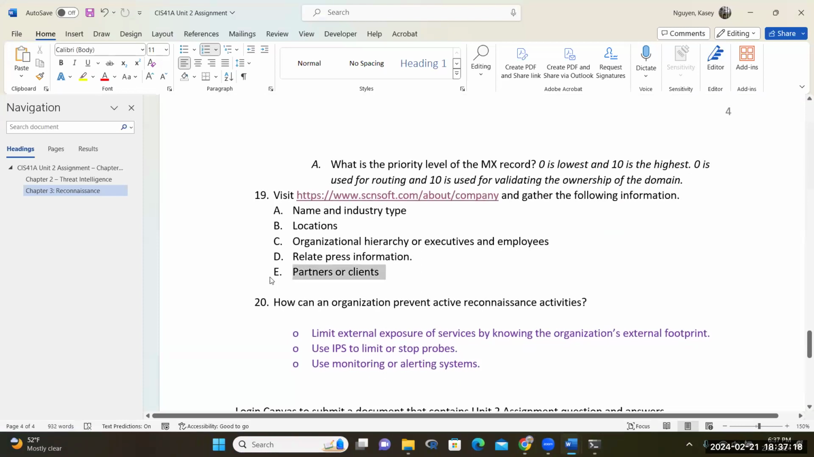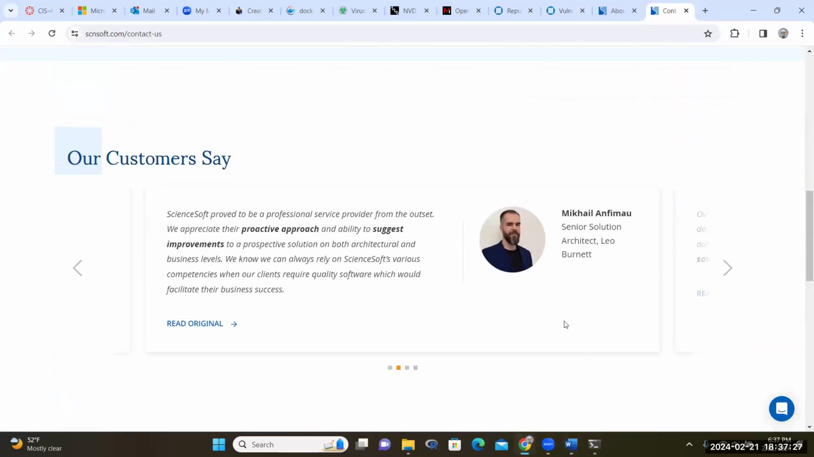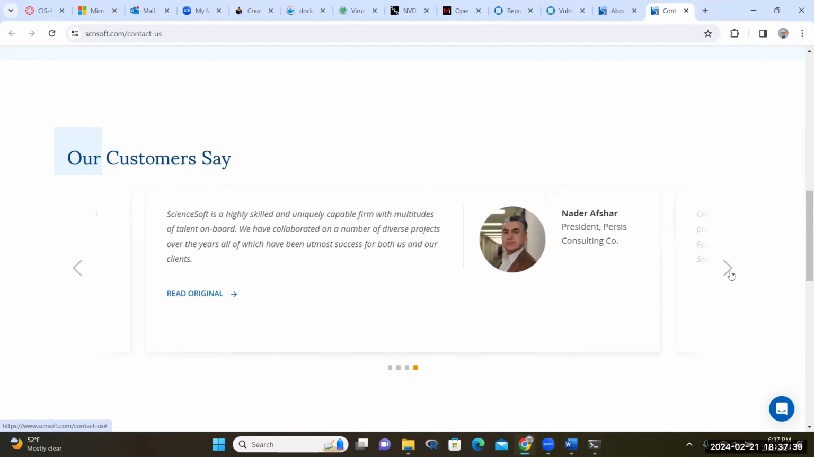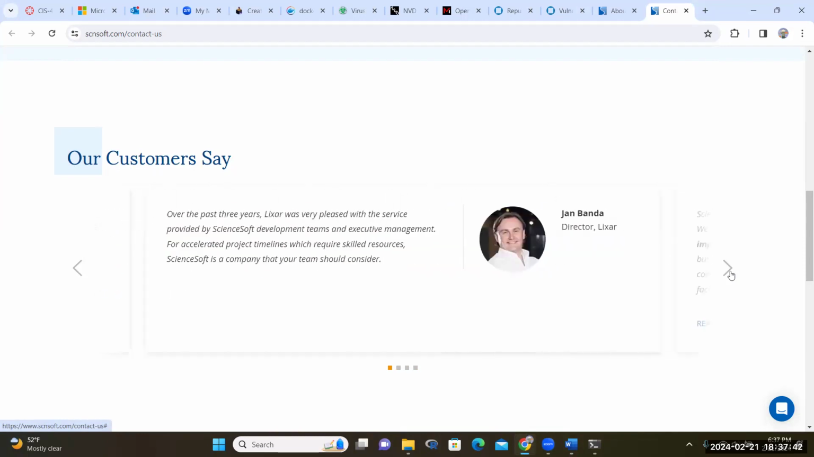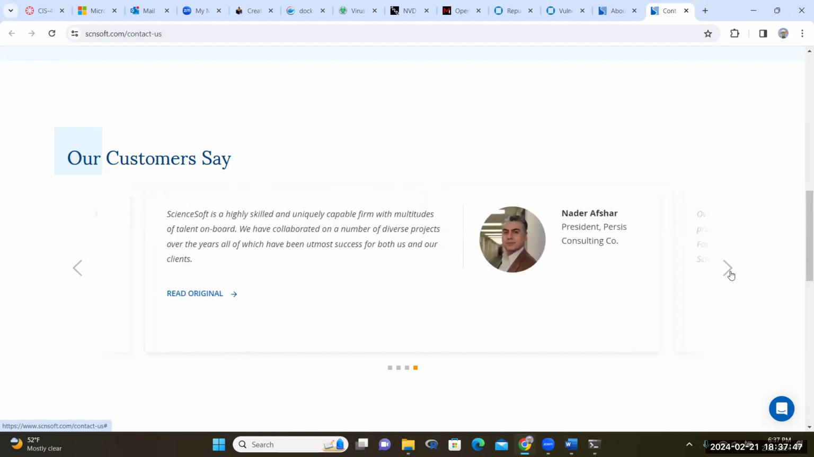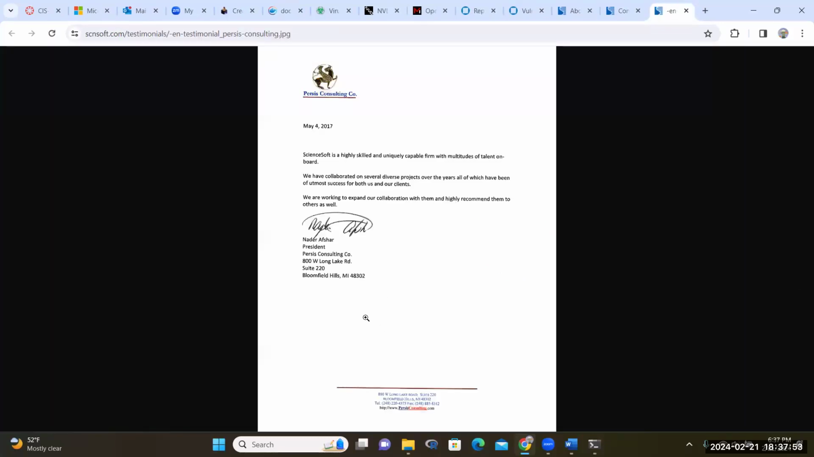And then your partners and clients, you see that with the customer list, and then at the top, you also see some industry information. So coming back here, under the contact the company, you would see some of their clients. Peekaboo. Lixar. So on. And then you can read the original. It actually tells you all the details about who's validating for them. I would not put that here, but hey.